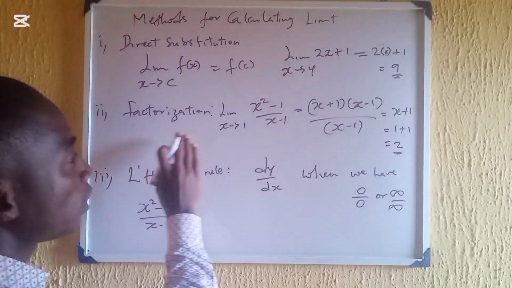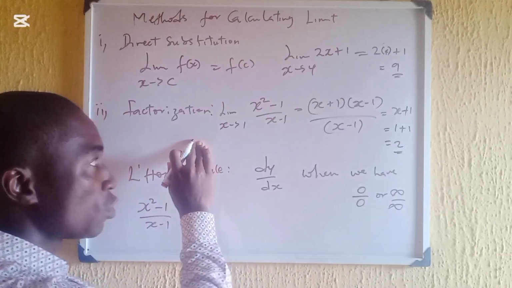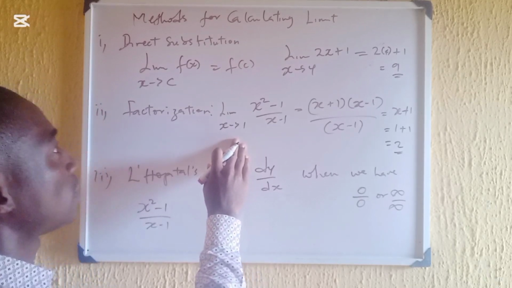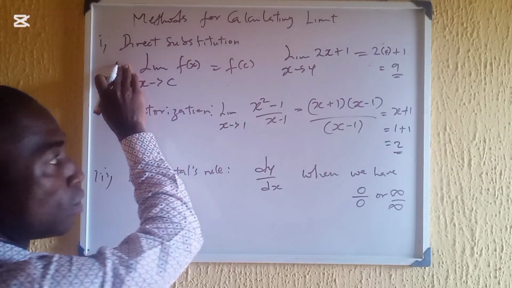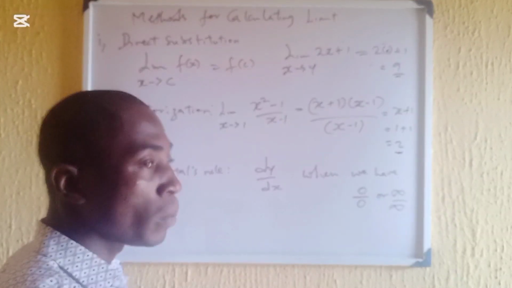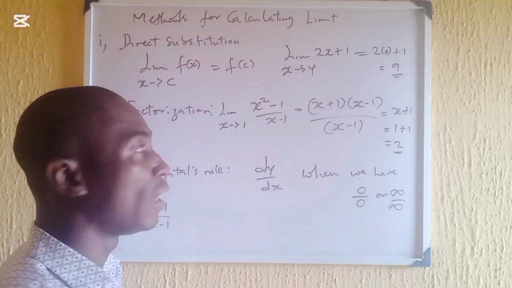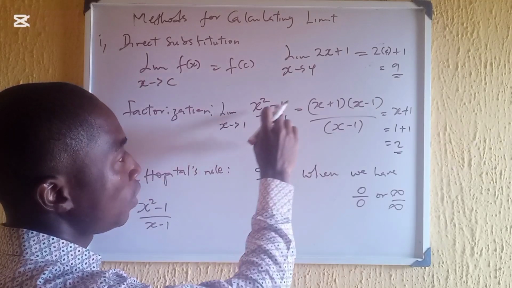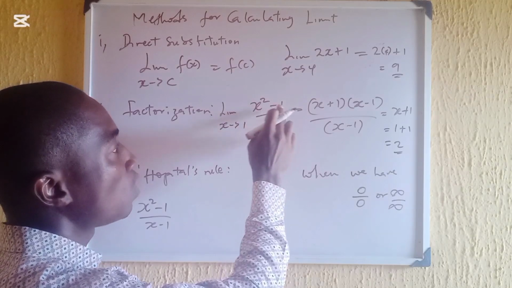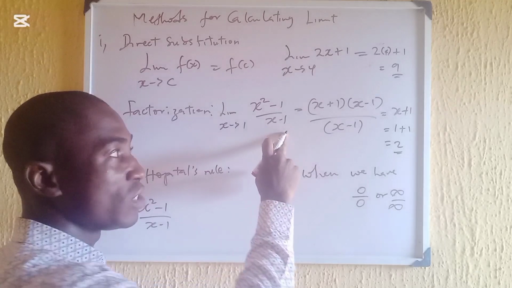Now, for the method of factorization, what are we supposed to do? When you are asked to find the limit of a function as x approaches a particular point, and you realize that the method of direct substitution does not work, try cancelling common factors. The moment you cancel out common factors, substitute for x again and see if you would have the limit. So in this case, we have x squared minus 1 over x minus 1. If we put 1 here, we'll be having 1 squared minus 1 over 1 minus 1. And that gives us 0 over 0, which is undefined.